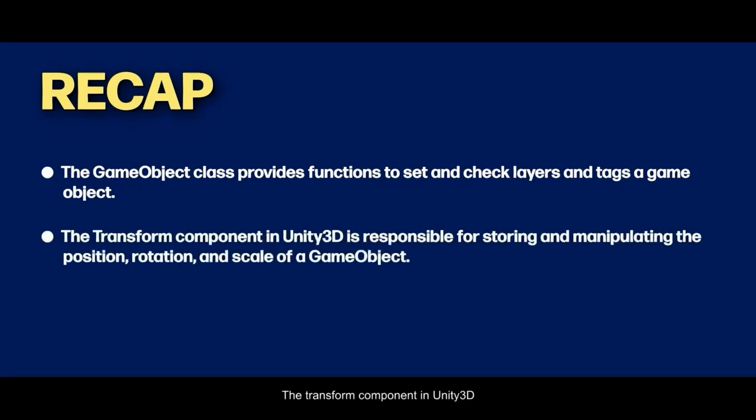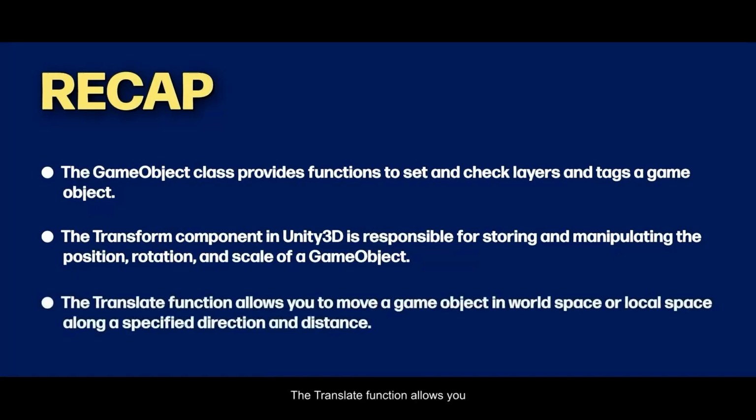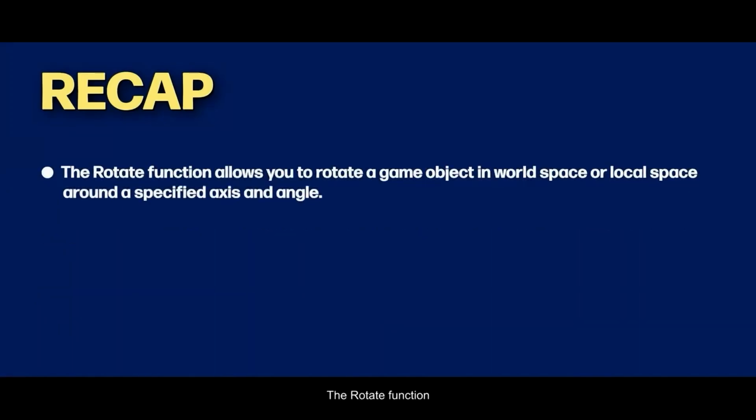The transform component in Unity 3D is responsible for storing and manipulating the position, rotation, and scale of a game object. The translate function allows you to move a game object in world space or local space along a specific direction and distance. The rotate function allows you to rotate a game object in world space or local space around a specified axis and angle.